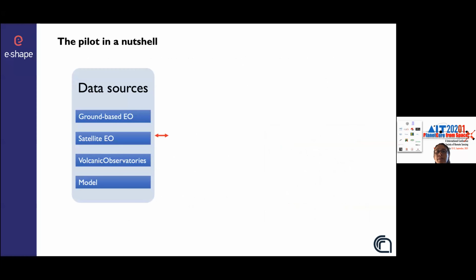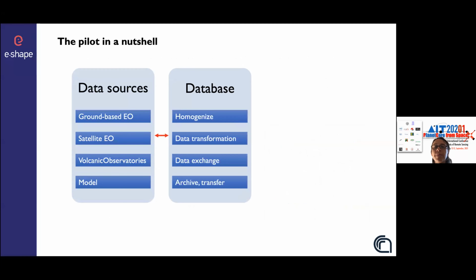So the pilot in a nutshell. We have data sources from ground-based, satellite, volcanic observatories and models, and a database. At the database level, we need to homogenize the data, to transform them into a suitable format to exchange data between the different components of the system, and to archive and transfer them.